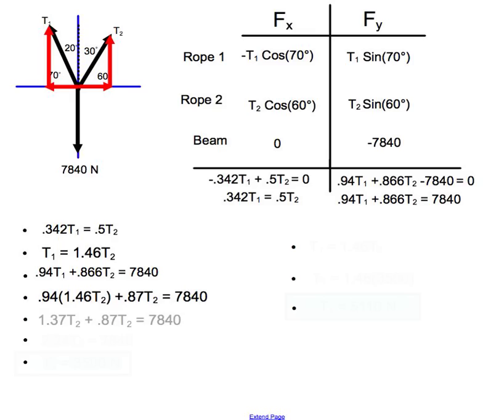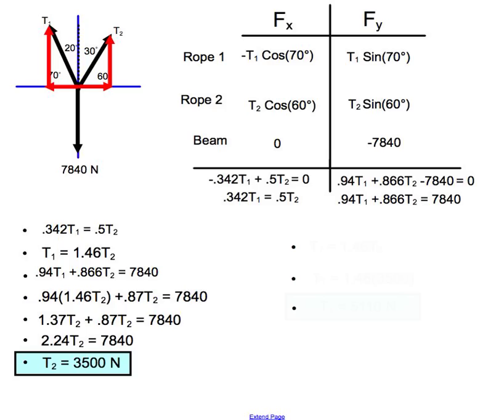Now, I'll combine like terms. Well, actually, the first thing I'll do is multiply. So 0.94 times 1.46 was 1.37 T2 plus 0.87 T2 equals 7,840. Combine like terms. 2.24 T2 equals 7,840. I want to get T2 by itself, so I'll divide both sides by 2.24, and I end up with the fact that T2 equals 3,500 newtons.